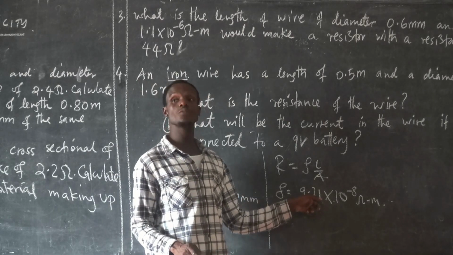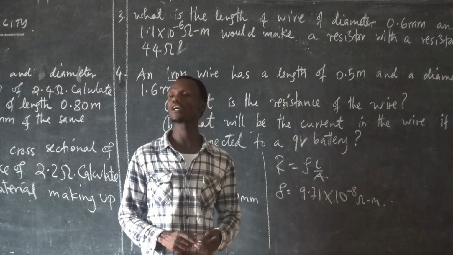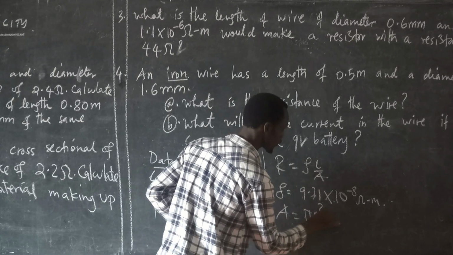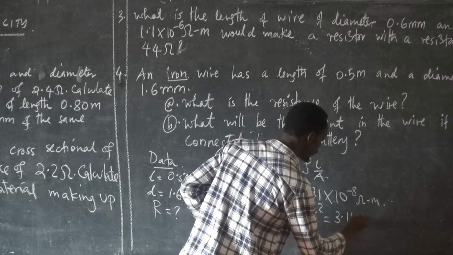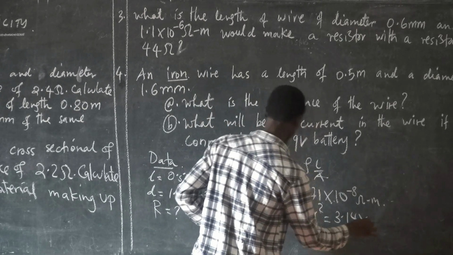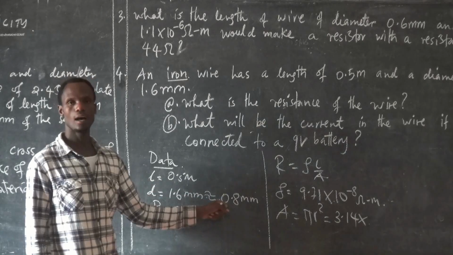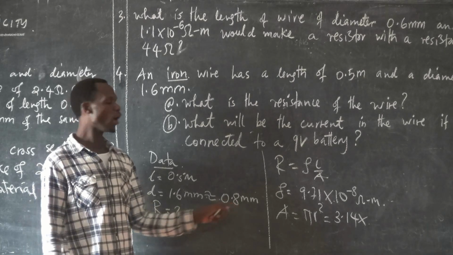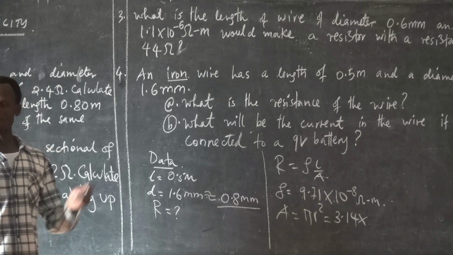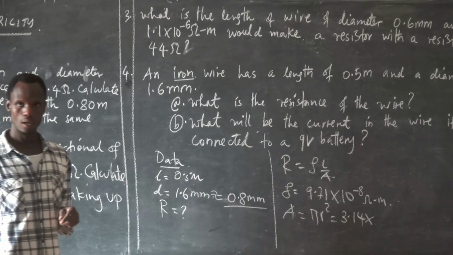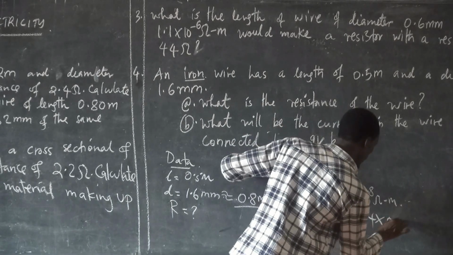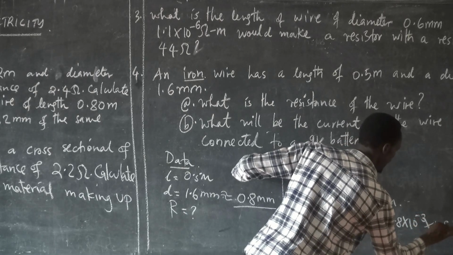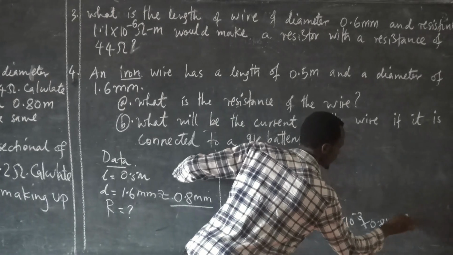Hii ni resistivity. Let us look for the cross-section area. Cross-section area is equal to pi r squared, which is equal to 3.14. That is the value of pi. But now radius. Radius is here. Radius is written in terms of millimeter. Now we need to convert into meter. Kwa lazima ibadilishe kwenda kwenye nini? Kwenye meter. Ambapo sasa itakuwa ni 0.8 times 10 power negative 3 times 0.8 times 10 power negative 3.